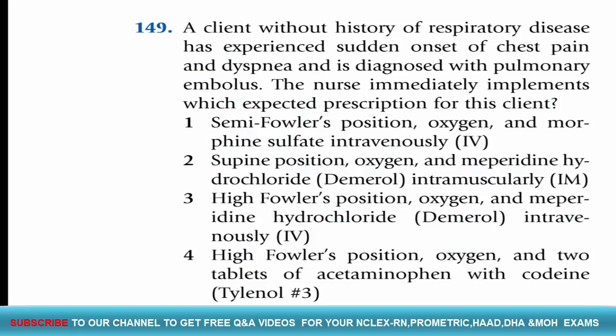149. A client without history of respiratory disease has experienced sudden onset of chest pain and dyspnea and is diagnosed with pulmonary embolus. The nurse immediately implements which expected prescription for this client? 1. Semi-Fowler's position, oxygen and morphine sulfate intravenously, IV. 2. Supine position, oxygen and meperidine hydrochloride, Demerol, intramuscularly, IM. 3. High Fowler's position, oxygen and meperidine hydrochloride, Demerol, intravenously, IV. 4. High Fowler's position, oxygen and 2 tablets of acetaminophen with codeine, Tylenol number 3.